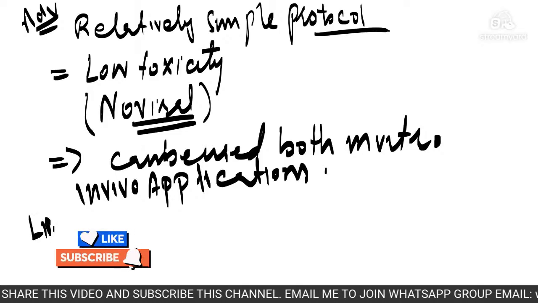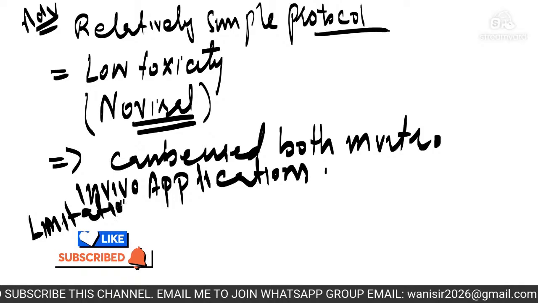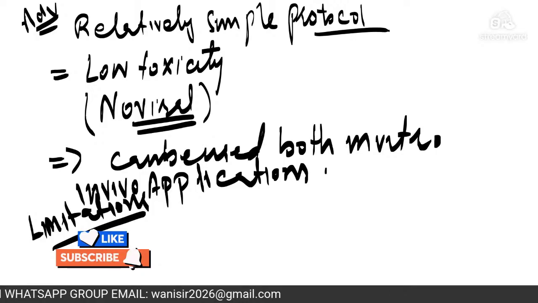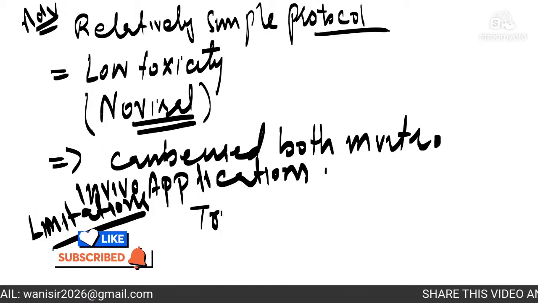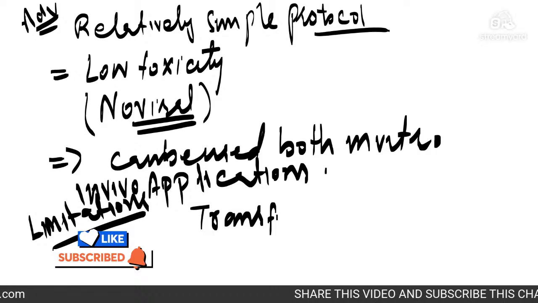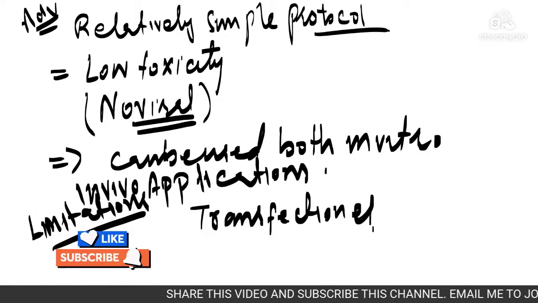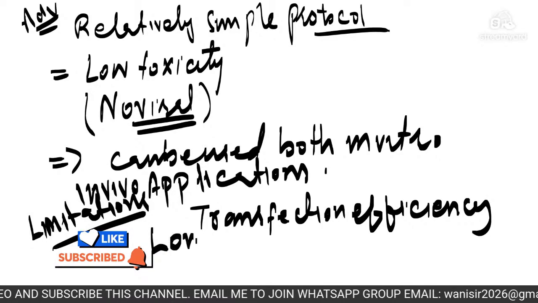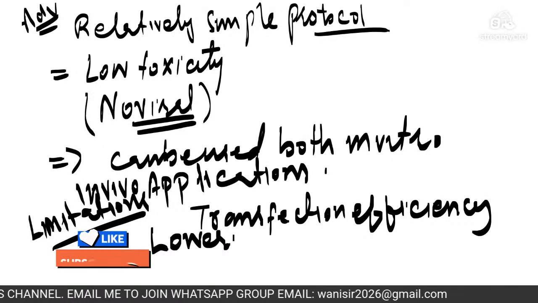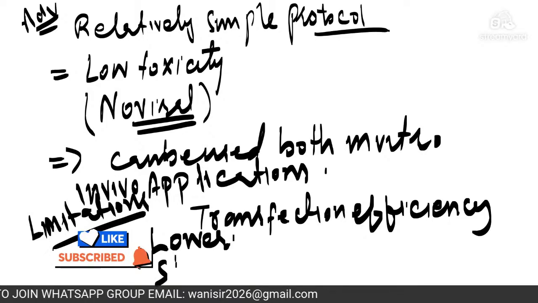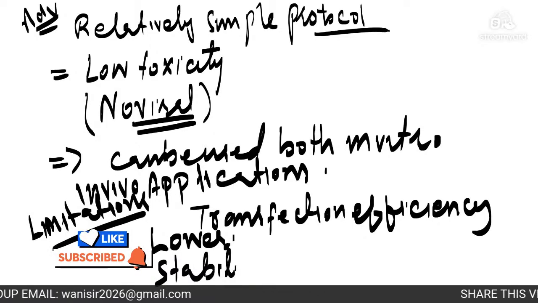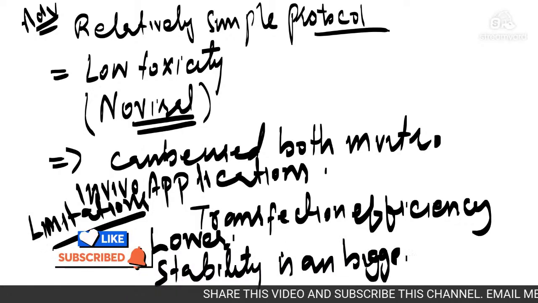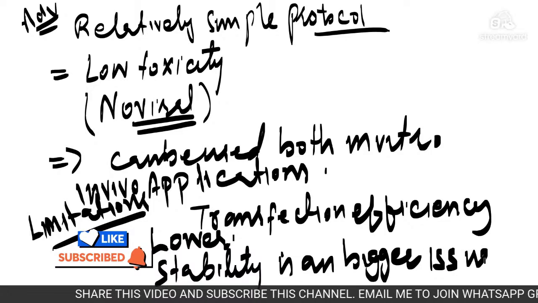What are the limitations? The transfection efficiency is lower. Stability of the liposome is an issue because they are not stable. Stability is a bigger issue, and they need to be stabilized.